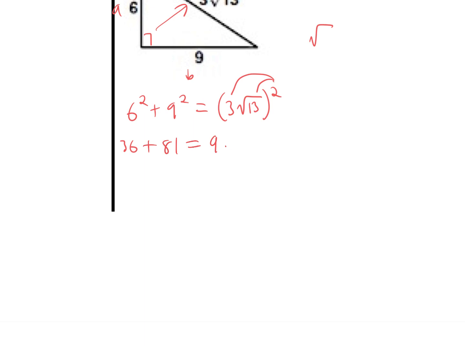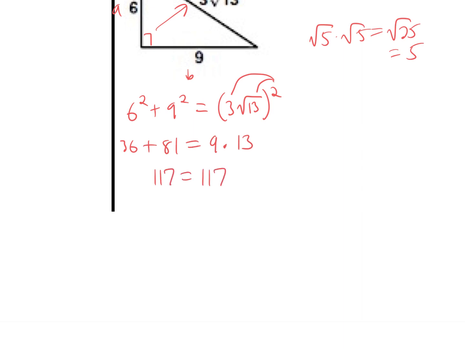Let's review this here. What's square root of 5 times square root of 5? That equals square root of 25, which just equals 5, right? So it's the same thing here. Square root of 13 times square root of 13. If you square it, it's just going to be the number itself, which is 13. If we add these together, we get 117, and 9 times 13 is also 117.